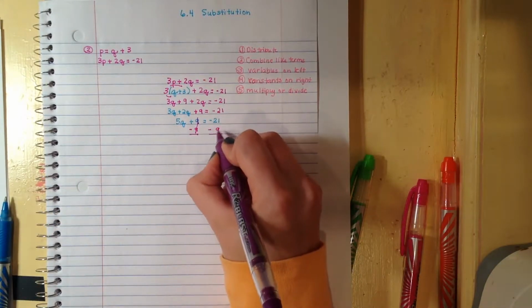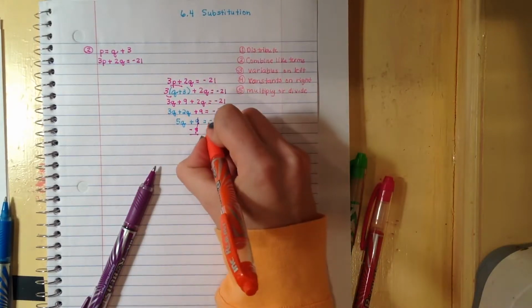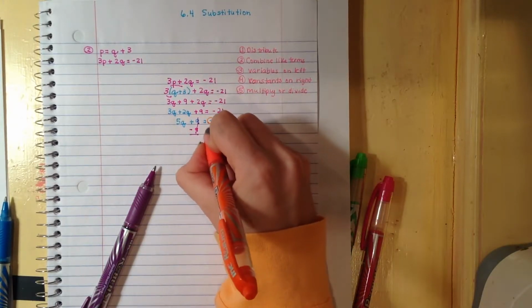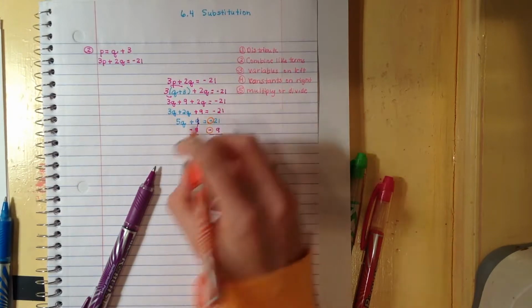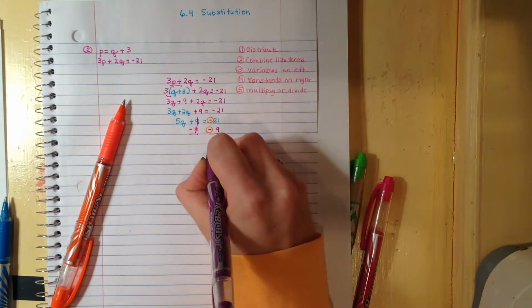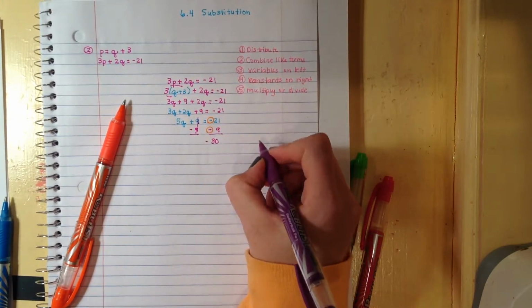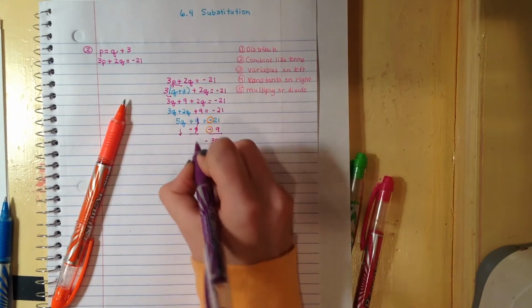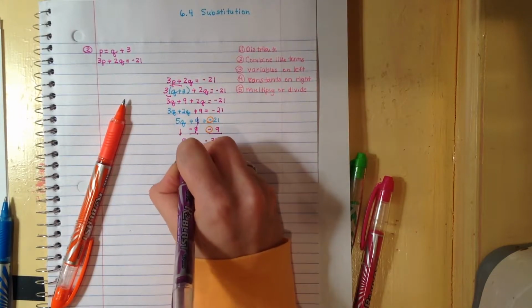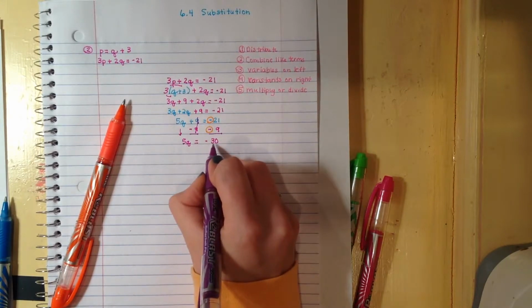Negative 21 minus 9. When signs are the same, the rule is you're going to add these two numbers. 21 plus 9 is 30. And we are going to keep that sign. Keep the negative. Bring down what we have not used, which is a 5Q. I have that 5Q equals negative 30.